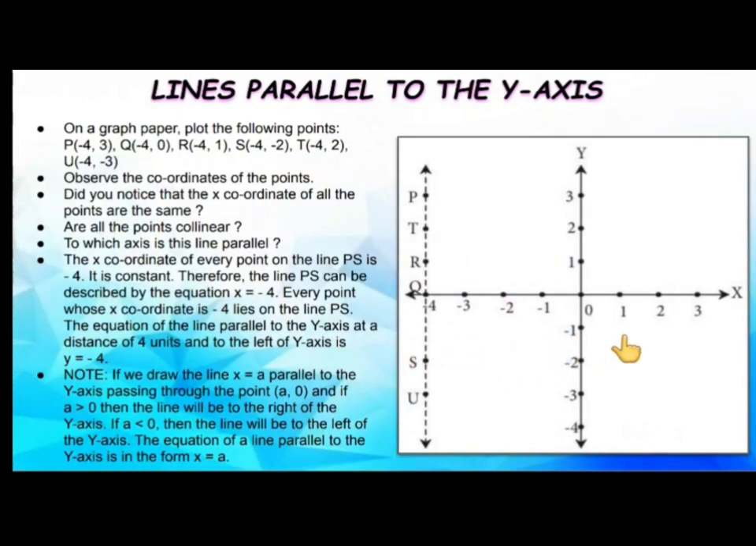Alright? The x-coordinate of every point on line PS is minus 4. It is constant. Therefore, the line PS can be described by the equation x equals minus 4. Every point whose x-coordinate is minus 4 lies on the line PS. The equation of the line parallel to the y-axis at a distance of 4 units to the left of the y-axis is x equals minus 4. So any point with x-coordinate minus 4 will lie on this line.